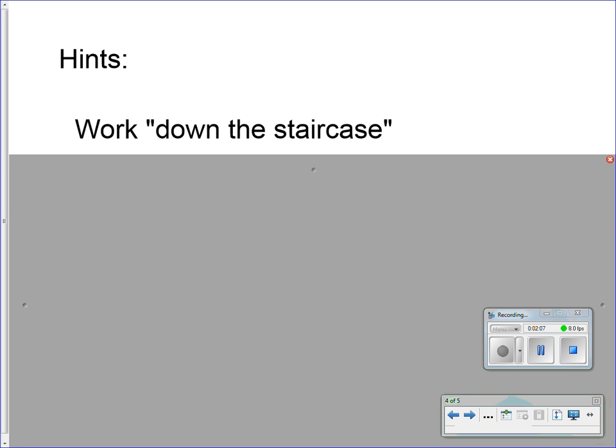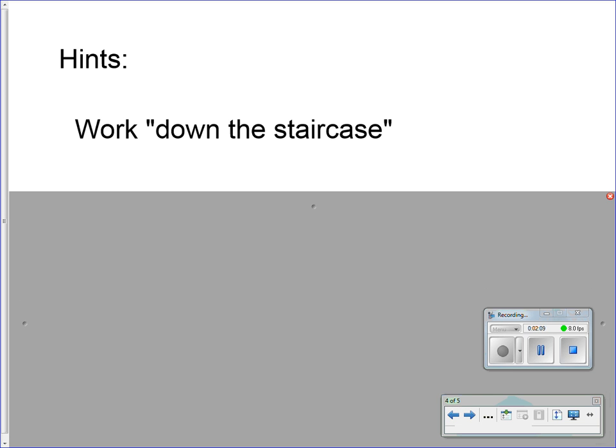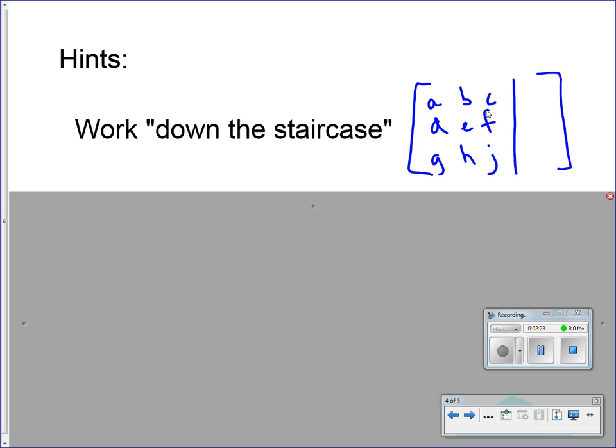A couple of hints when you're doing Gaussian elimination. You want to work down the staircase. So that means if you have a matrix, you have values here. I'm just going to put letters for each element. Down the staircase means that first you work with A, and then you work everything below the A. So then you'll work the D and the G. And then you're going to go down the stairs, and you'll work with E and everything below it. And then finally you'll work with J.